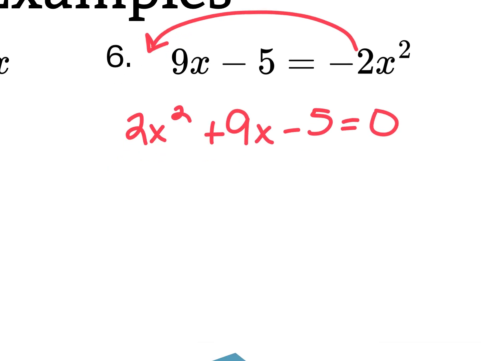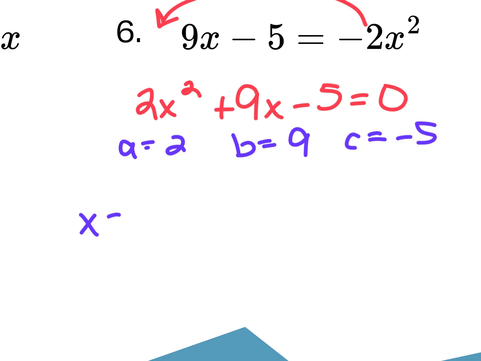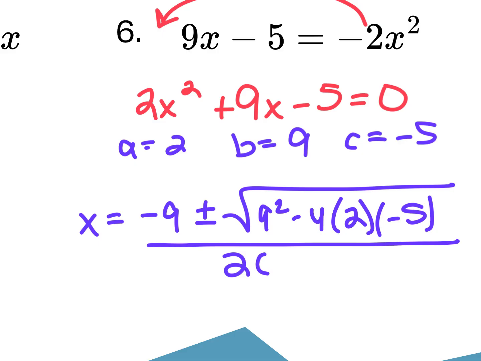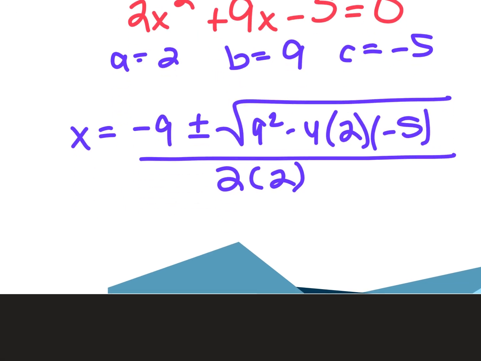Can you now identify your A, B, and C terms? Yes. A is 2. B is 9. Good. And C is -5. Perfect. So let's do our quadratic formula. Negative B, so -9, plus or minus the square root of b squared, so 9 squared, minus 4 times a, which is 2, times c, which is -5, all divided by 2 times a, which is 2 times 2. Once you guys get that into your formula, it's just a matter of simplification.